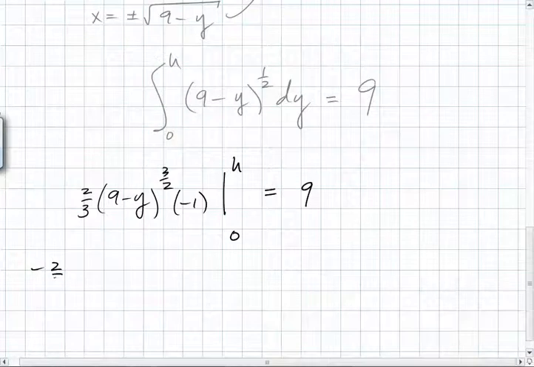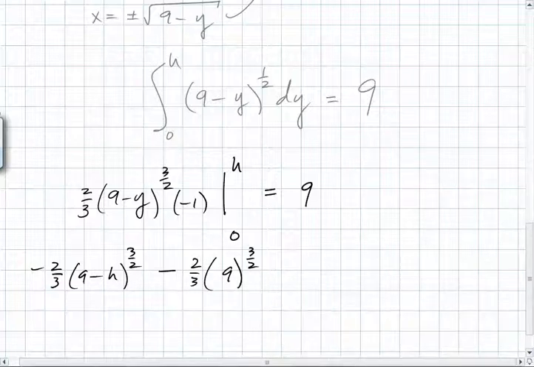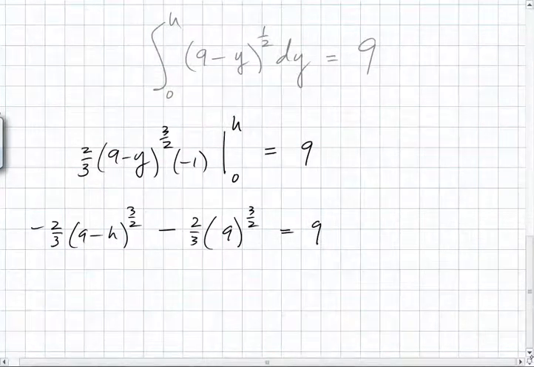Exactly. So now you have to actually evaluate it. You have negative 2/3 times (9 minus h) to the 3/2, minus 2/3 times 9 to the 3/2. And what's that going to equal? That equals 9. What is 9 to the 3/2? Oh, it's going to be plus, isn't it? Thank you. It's going to be plus because, look, there's a negative and you're subtracting.